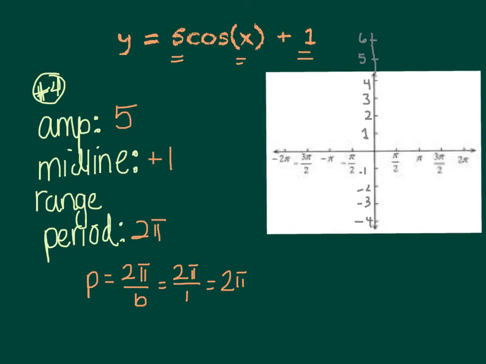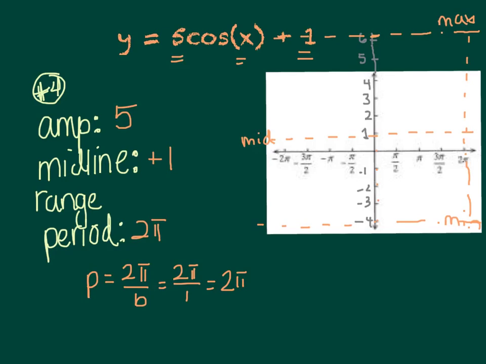My midline's 1, so I'll put a dashed line at 1 for the midline. I'm going to go up and down 5 for the amplitude. So that's going to bring me way up here. I know it's a little bit off the graph. That's okay. To 6 and 1, 2, 3, 4, 5, all the way down to -4. So we have min, and this is my max. My period is 2 pi, so that takes me all the way to the edge of my graph. We're using the whole graph this time.